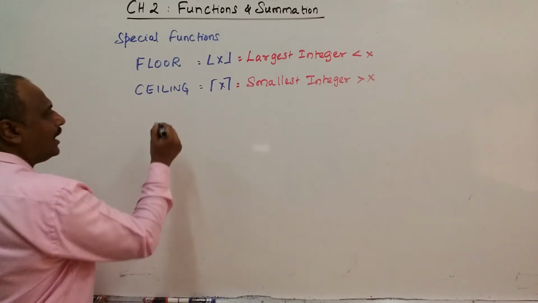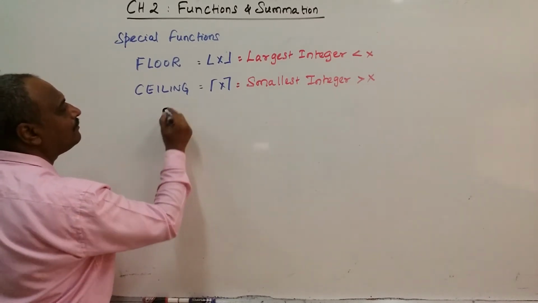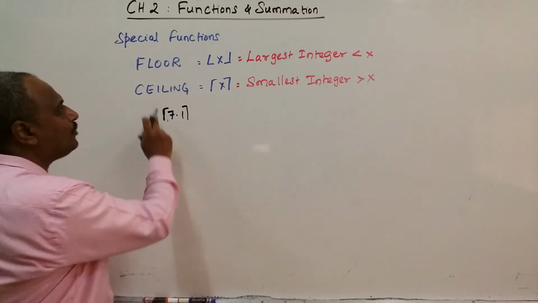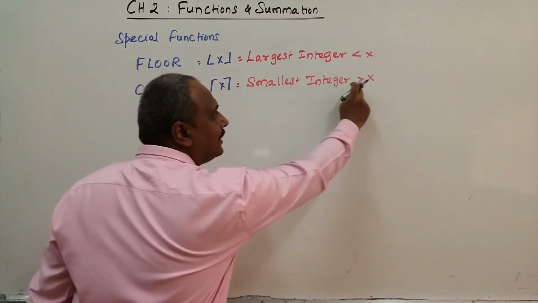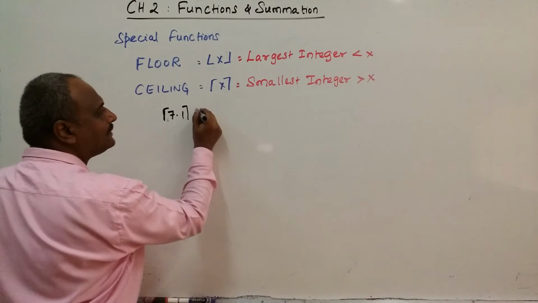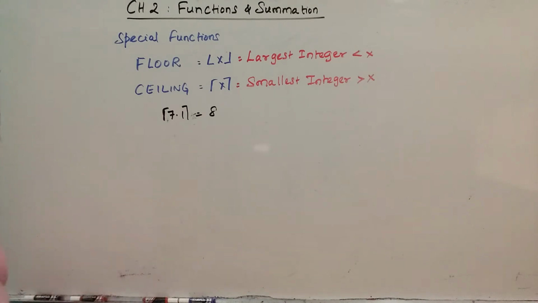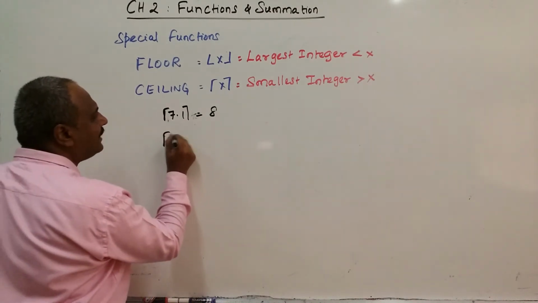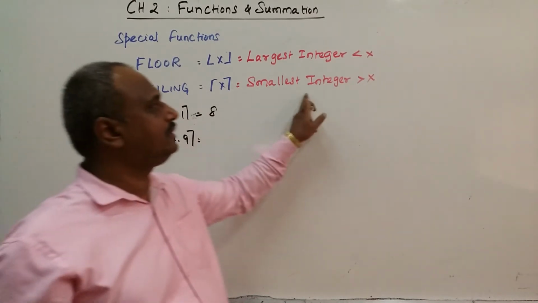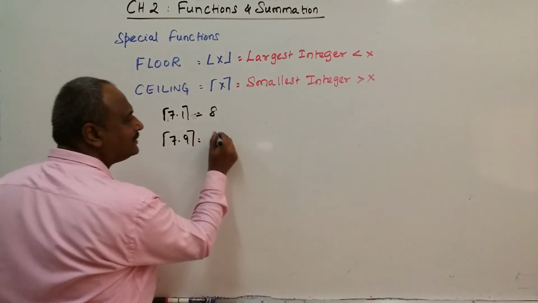For example, what is the ceiling value of 7.1? Ceiling is the smallest integer greater than x. I am going to find the smallest integer which is greater than 7.1, the nearest number greater than 7.1, which is 8. What about the ceiling of 7.9? Again, we are not truncating it. We are finding the smallest integer which is greater than 7.9, which is again 8.